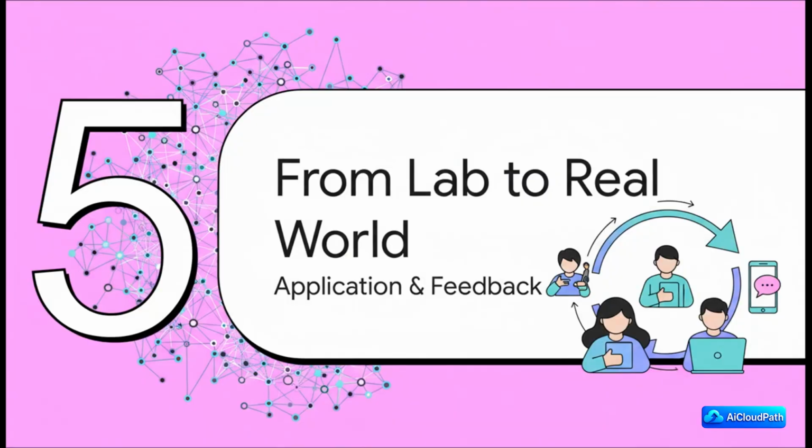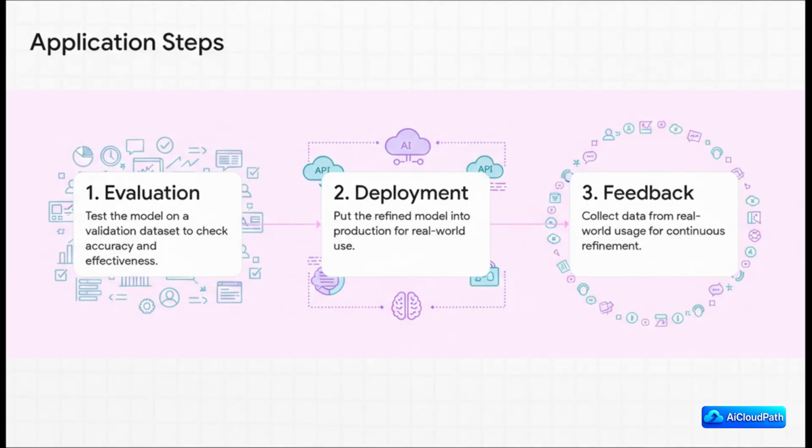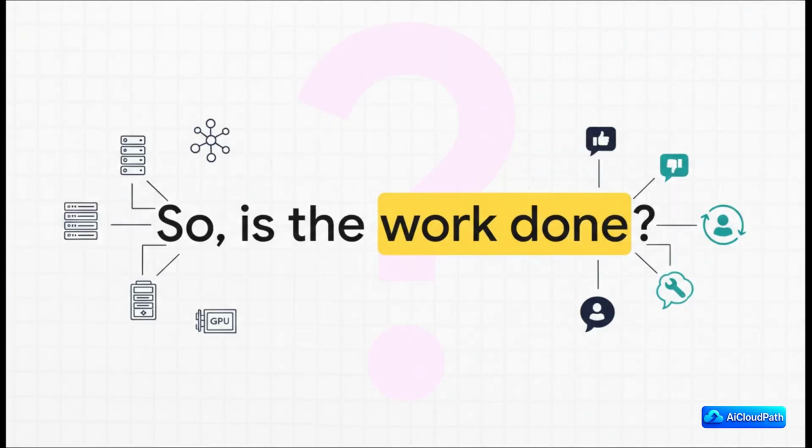So, our specialist model is ready to go. It's been pre-trained, it's been fine-tuned. Now it's time for the real test, getting it out of the lab and into the real world. This is where the rubber meets the road. This happens in 3 steps. First up, evaluation, where we put the model through its paces to make sure it's actually good. Second is deployment, which is just the fancy word for putting it into production so people can actually use it. And third, and this is the part that changes the whole game, feedback. We watch how the model does out in the wild, collecting data on what it gets right and what it gets wrong.